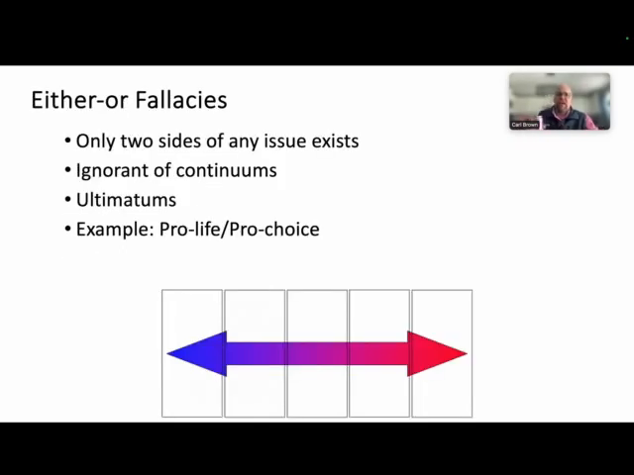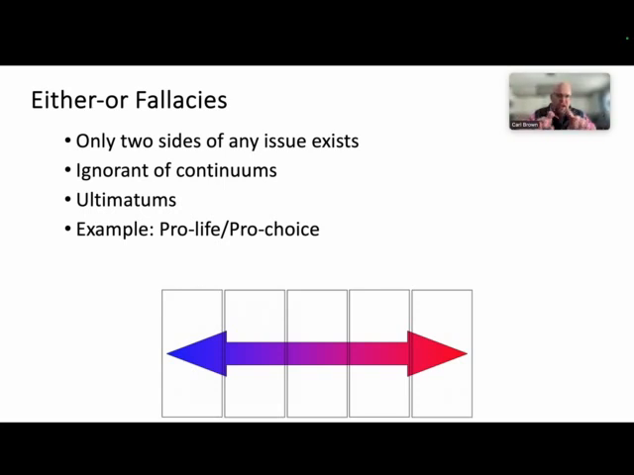Next up, we've got either-or fallacies. This is when any issue is only looked at from polar views, like there's only two sides. This is seen in a couple different ways. I like to talk about this, and I want you to, if you're listening and you're going faster than normal, slow down, listen to this part. This will help you everywhere.